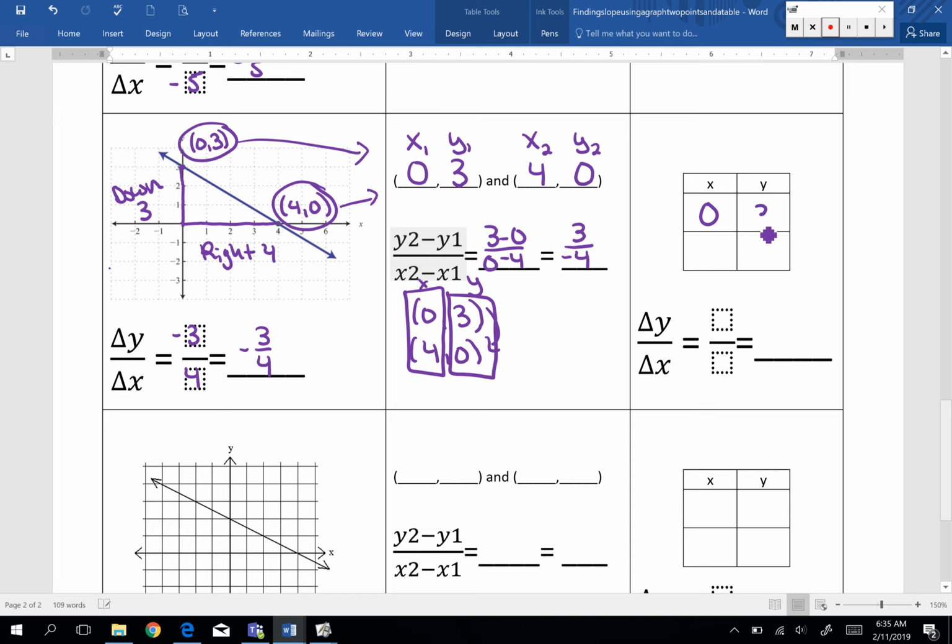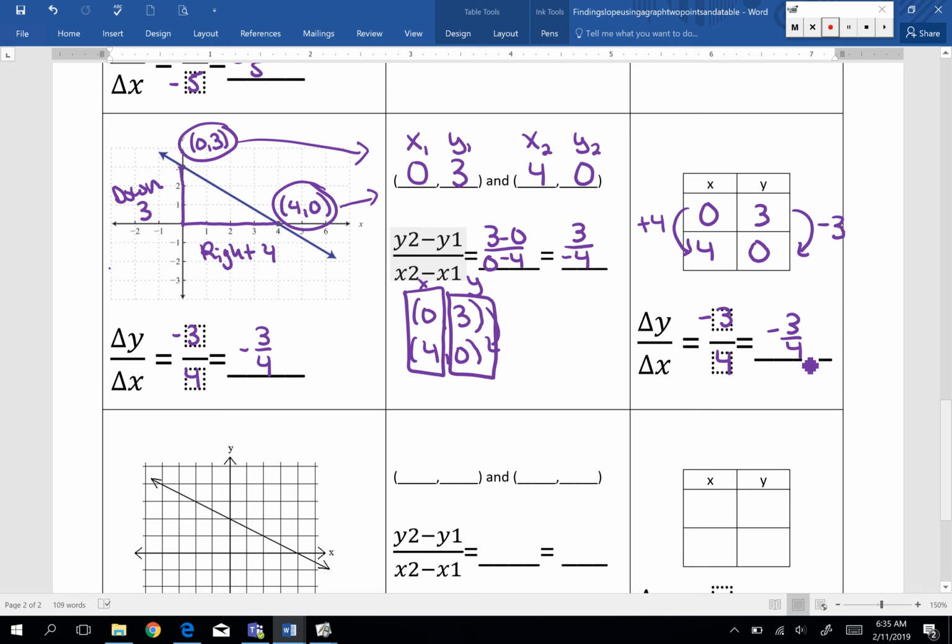Alright, and then we're going to transfer those ordered pairs over to the table. To get from 3 to 0, we subtract 3. 0 to 4, we add 4. Change in y was minus 3. Change in x was plus 4. We once again have negative 3/4. All three ways should match.